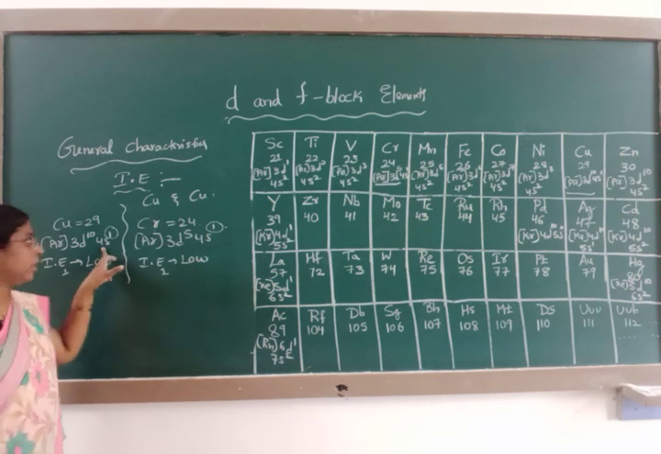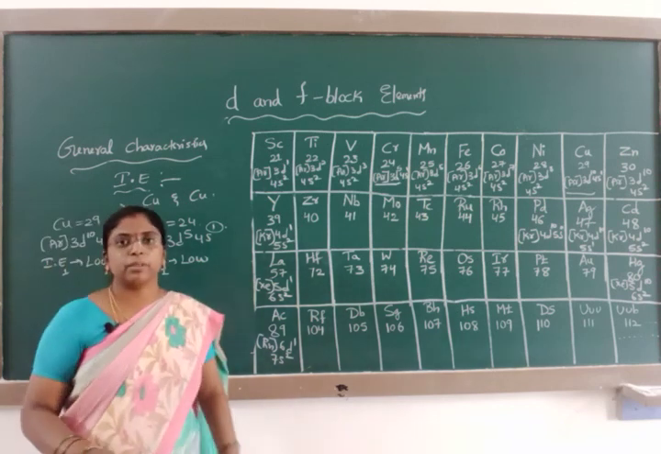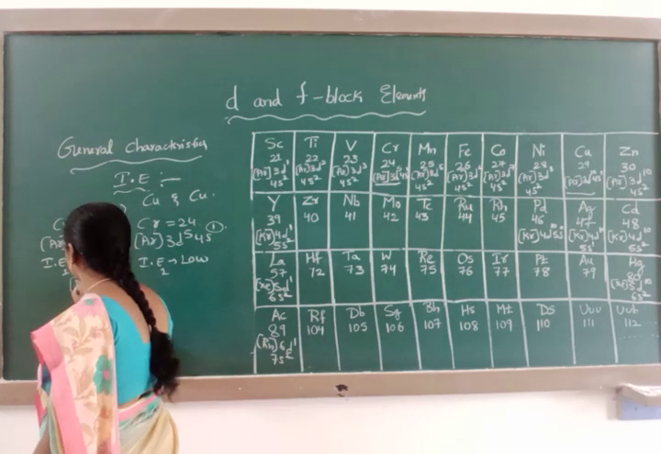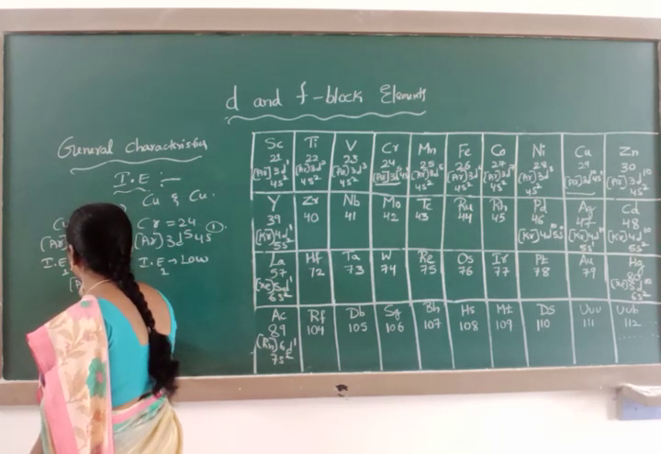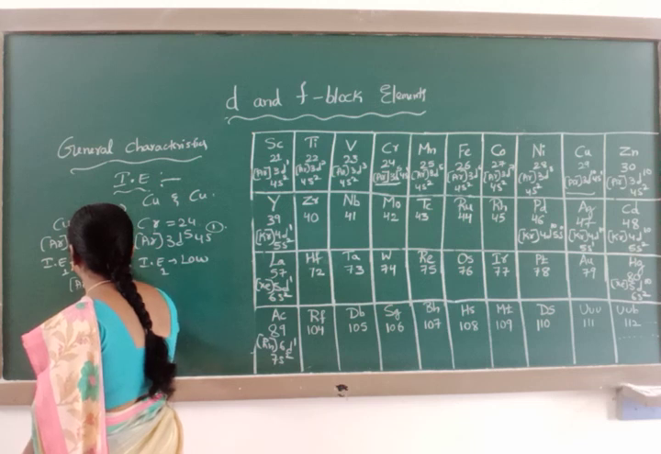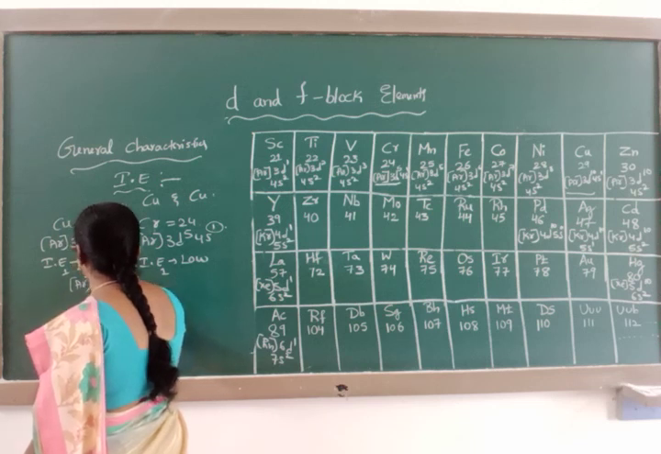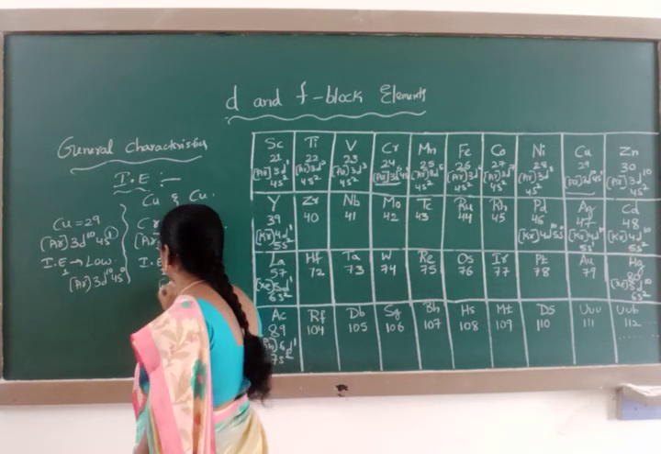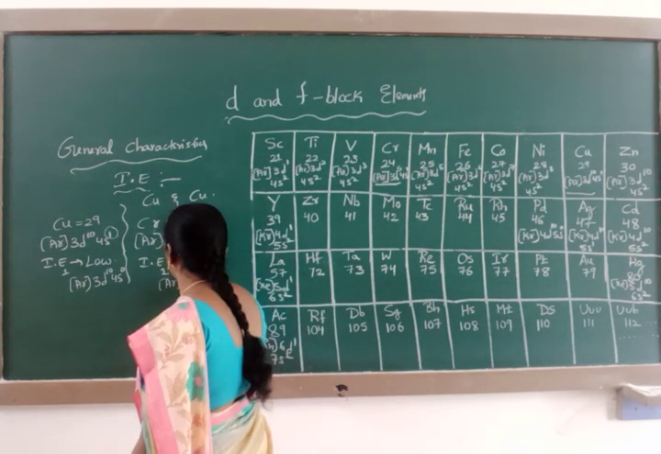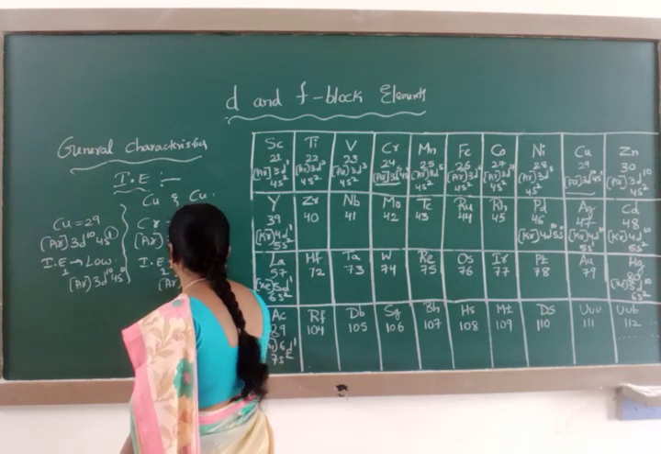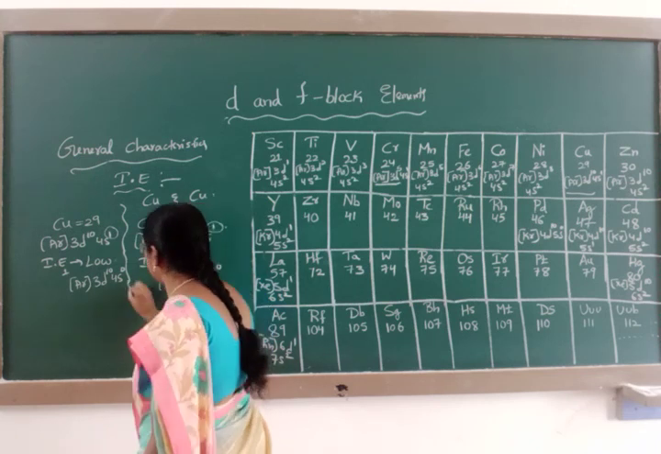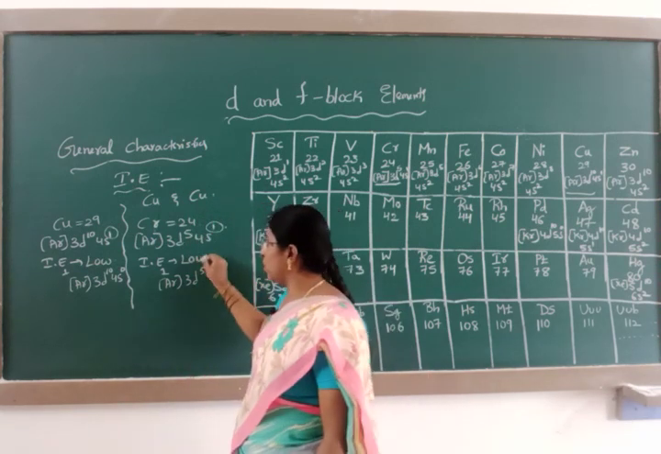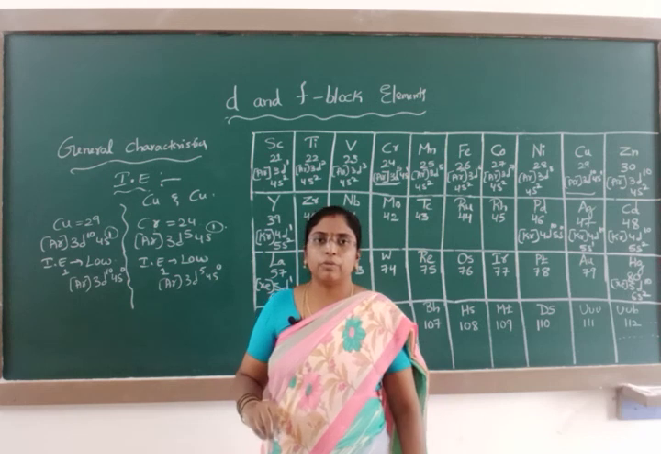After removing the electron from 4s, what happens here? It forms an electronic configuration argon 3d10 4s0 for copper, and argon 3d5 4s0 for chromium. First ionization enthalpy is low, as we can easily remove the electron from 4s.